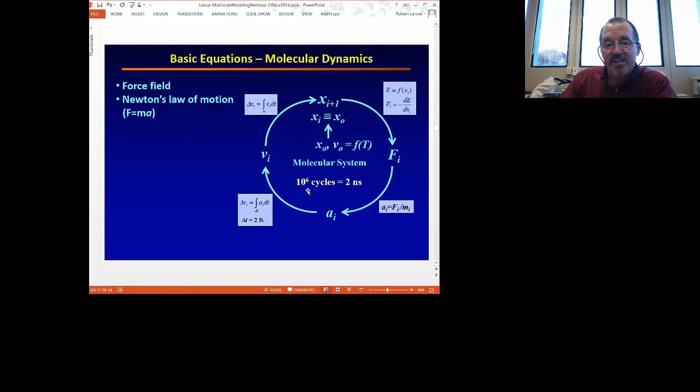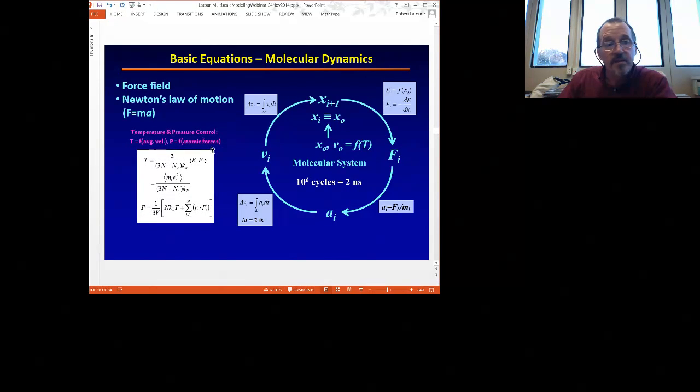If we go through 10 to the 6, or a million cycles, we have 2 nanoseconds simulated, which is obviously an enormously short amount of time that has nothing to do with our experimental measurements. And this is a big issue, where we've got to transcend these time limitations to get simulations to provide results that are comparable with experimental methods. Then using statistical mechanics equations, we calculate the temperature and the pressure of our system, which is a function of the atomic positions and motions and the forces between your atoms.